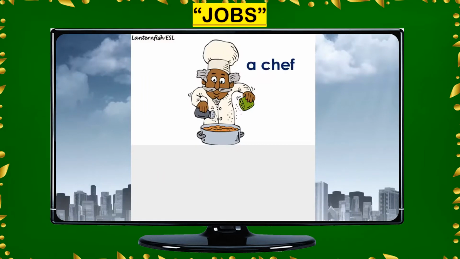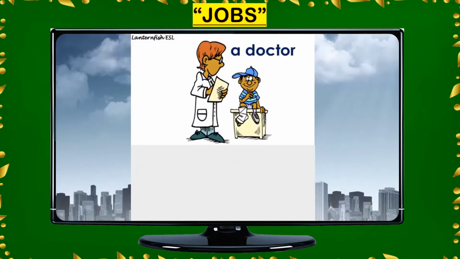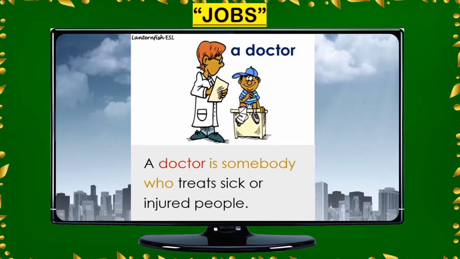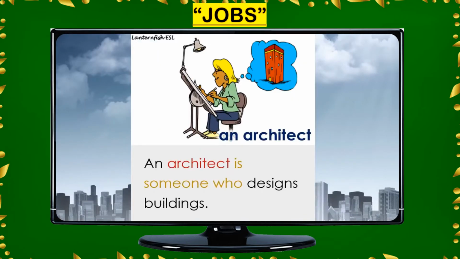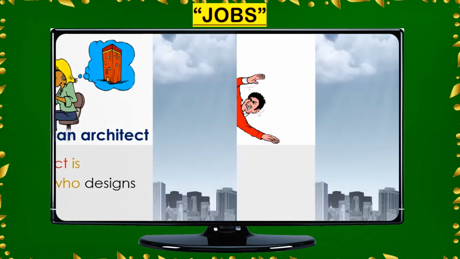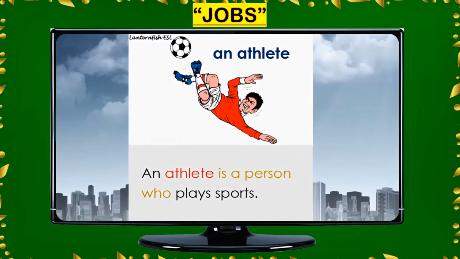A chef. A chef is a person who cooks food in a restaurant. A doctor. A doctor is somebody who treats sick or injured people. An architect. An architect is someone who designs buildings. An athlete. An athlete is a person who plays sports.